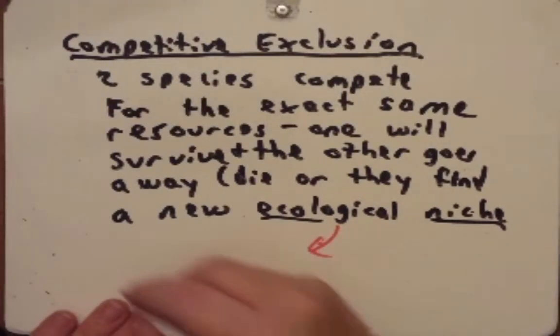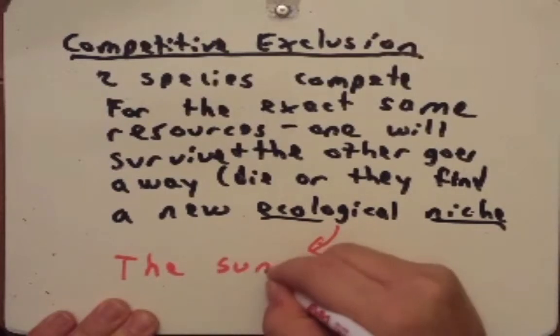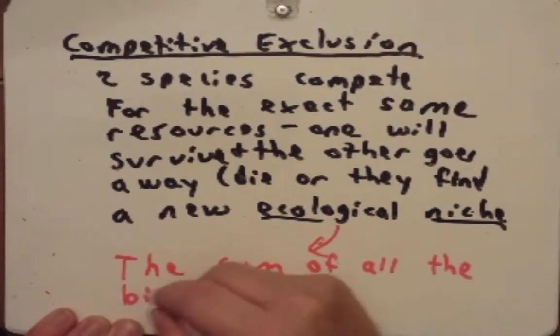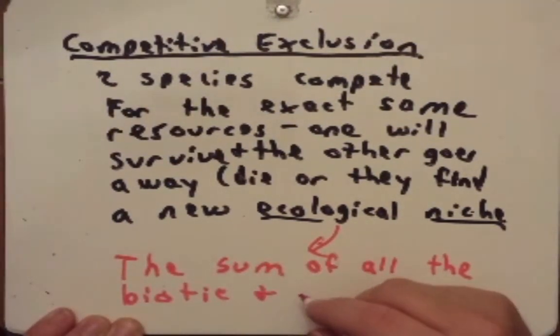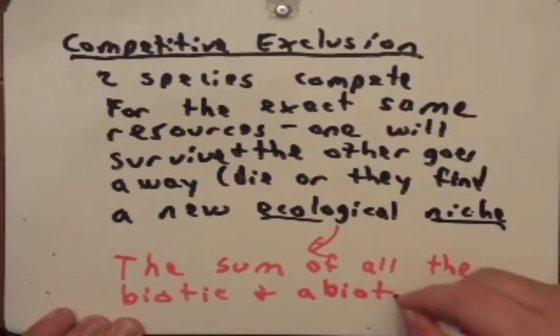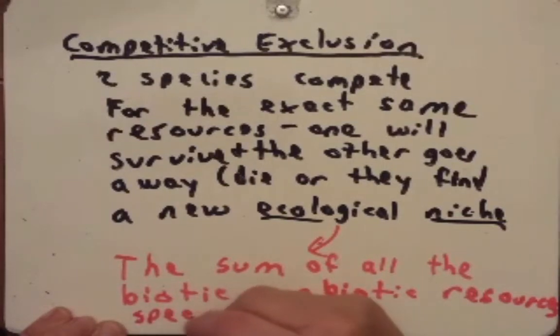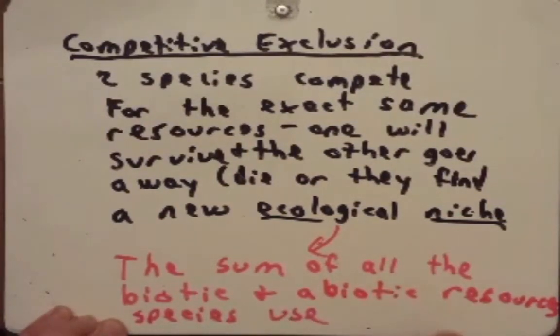I want to say more about competitive exclusion, but since we just introduced this term of ecological niche, let's go ahead and define it. This is the sum of all the biotic and abiotic resources species use. So if you have two species that use the same ecological niche, is another way we could talk about competitive exclusion, then at some point one of those species is going to win the battle and the other species will either die out or they'll find a new ecological niche.